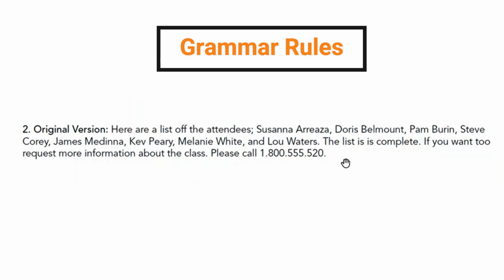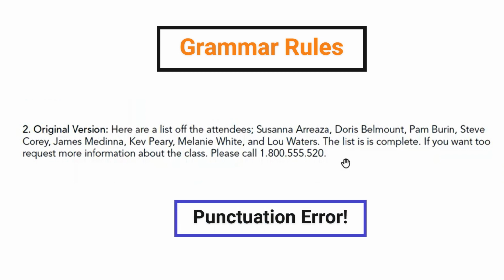And in the second line after Melanie White, there is a comma before and. Okay, I want to explain that now. Tell me what about the punctuation after the word attendees first? Is that right? Punctuation? No. Semicolon? No. What do we need? We just need a colon.